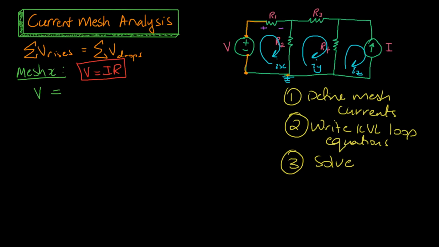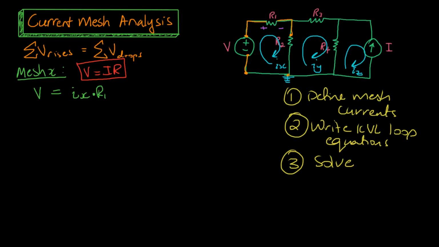Now we've defined what the current inside this loop is. It's IX. So the current flowing through this resistor is going to be IX. We then multiply IX by the resistance that the current is encountering, or R1, and that gives us the voltage drop over resistor 1. We then continue along the path through our loop down to R2.